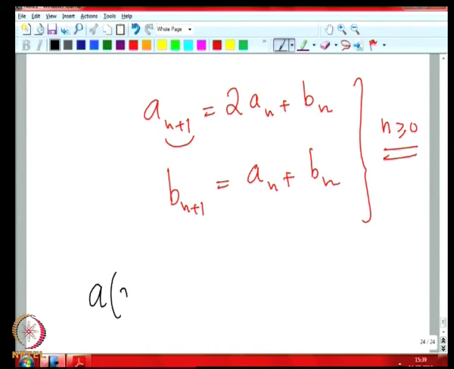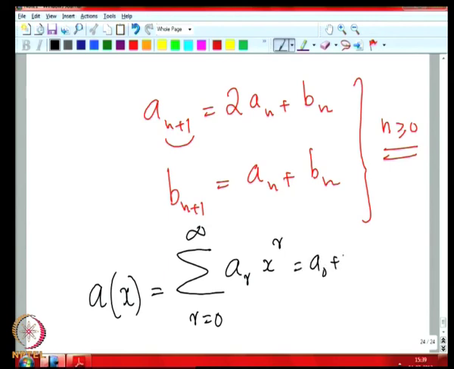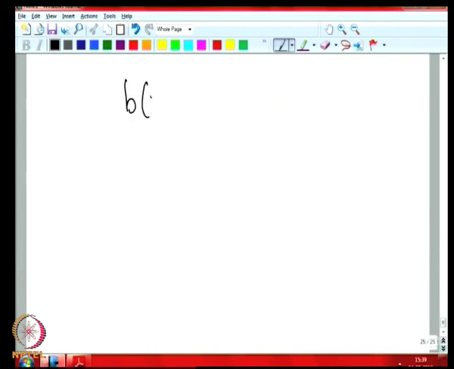A of x can be defined as sigma r equal to 0 to infinity a r into x raised to r. So, that is like a0 plus a1x plus a2x square plus so on, a n x raised to n and so on. Similarly, we can define b of x, which is sigma r equal to 0 to infinity b r x raised to r.